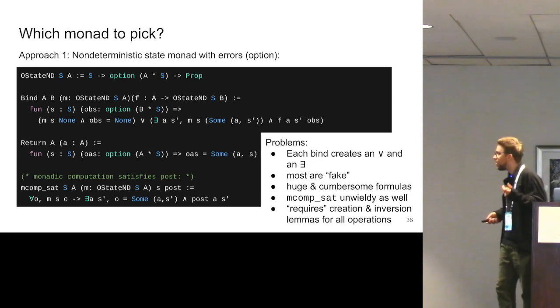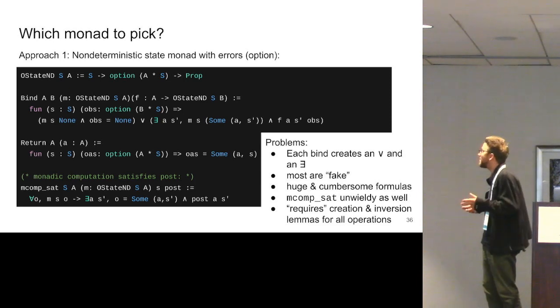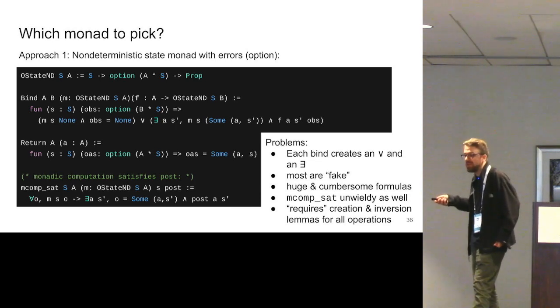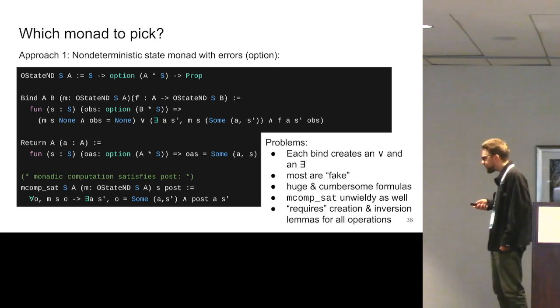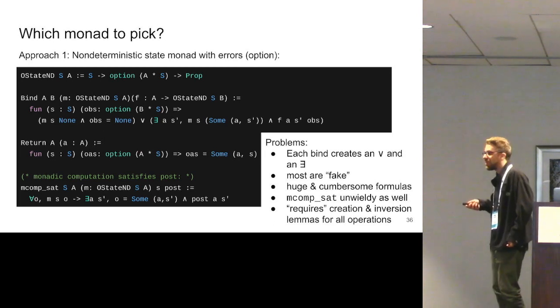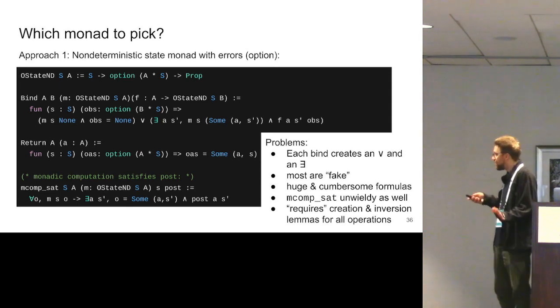And most of these ORs and exists are what I call fake, in the sense that only one side is possible. Basically, most bind operations are successful and can't fail on the first thing. And also, the existentials are often fake in the sense that there's only one value that's possible rather than many of them. And overall, this just led to huge and cumbersome formulas. And this mCompSat doesn't help in that either. So in order to keep this manageable, we needed to add some kind of creation and inversion lemmas for all operations. And it worked, but was cumbersome.